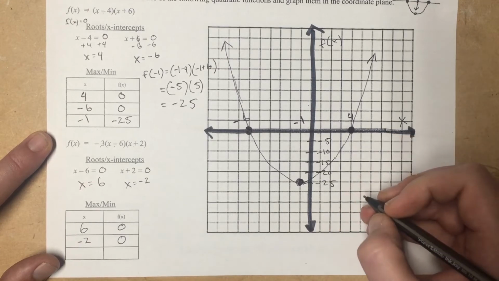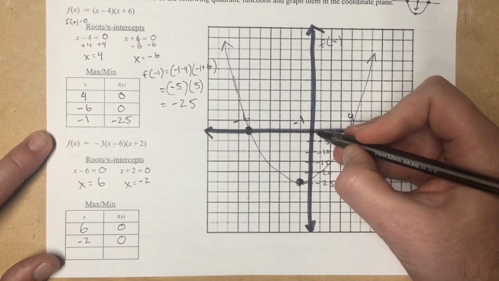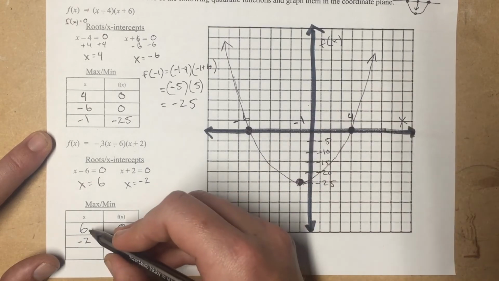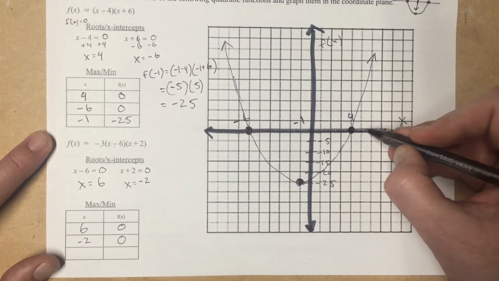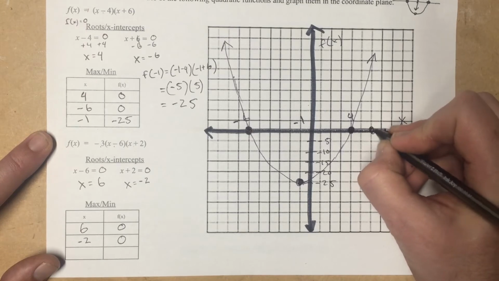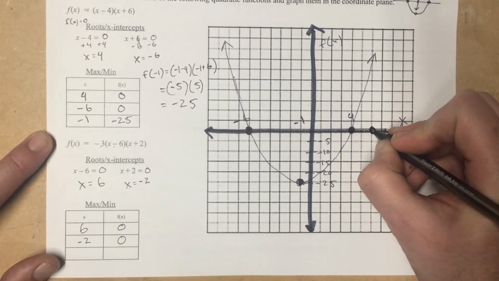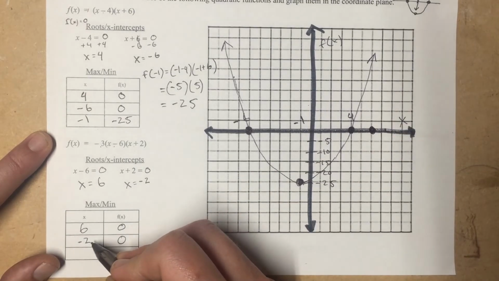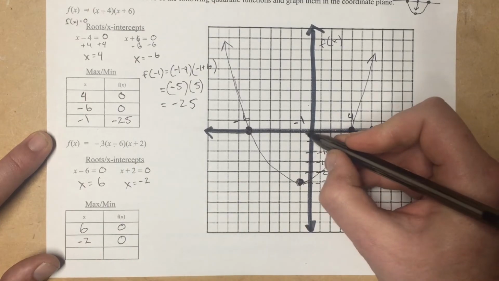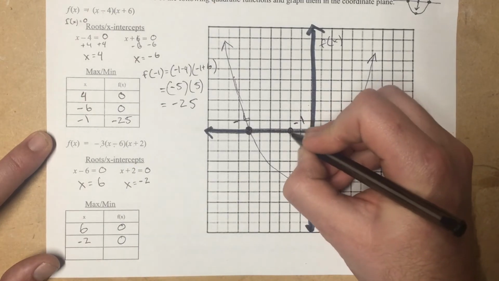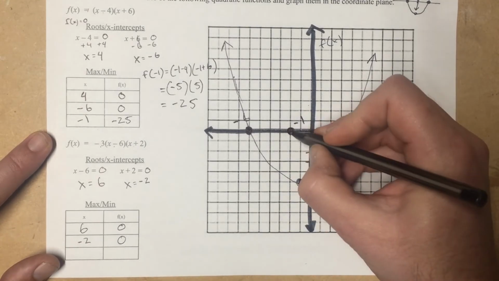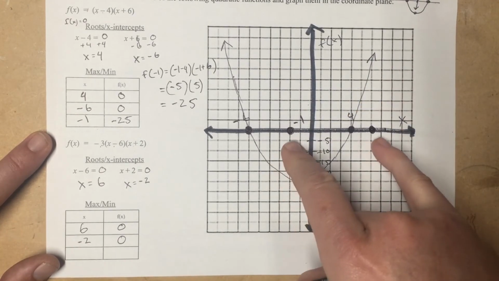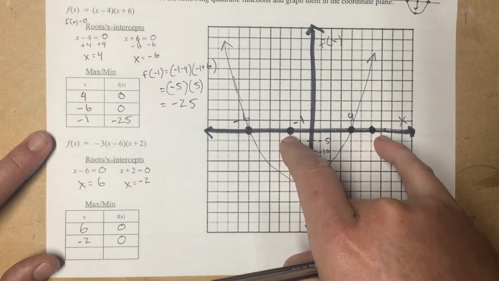So let's plot those points. All right, so x is equal to +6. 1, 2, 3, 4, 5, 6. There we go right there. And then x is going to be equal to -2. -1, -2 right there. All right, so those are going to be our two critical values right here.